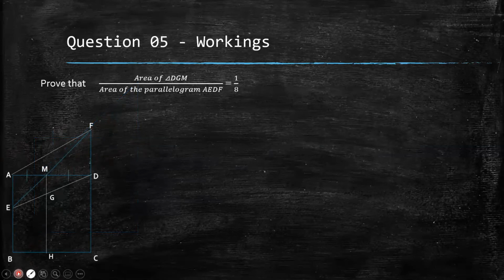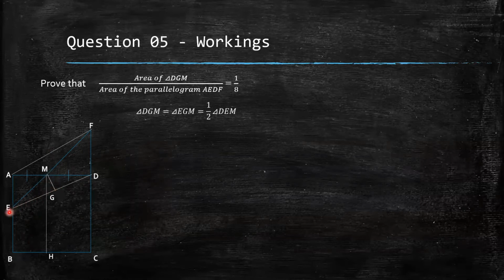Now, it asks us to show that the ratio of the area of DGM and the area of the parallelogram AEDF is equal to 1/8. Now, the area of triangle DGM is equal to the area of EGM, that means this triangle is equal to half of DEM. Half DEM. Let's see what it is.